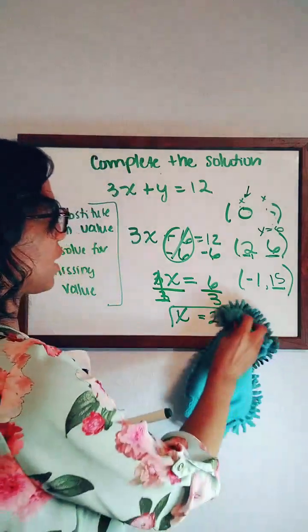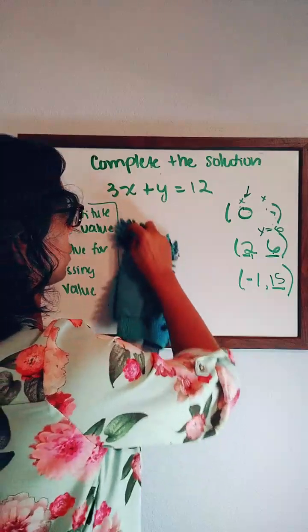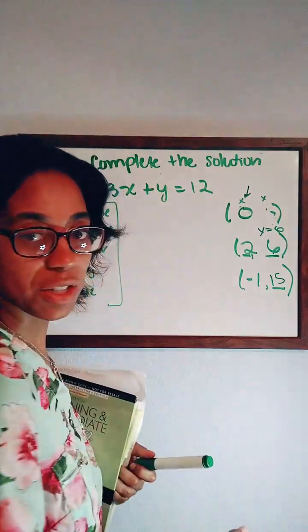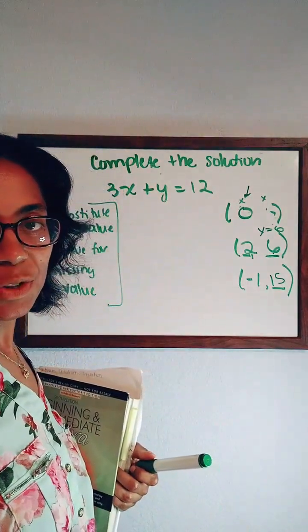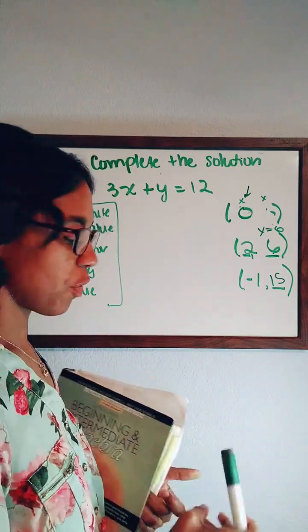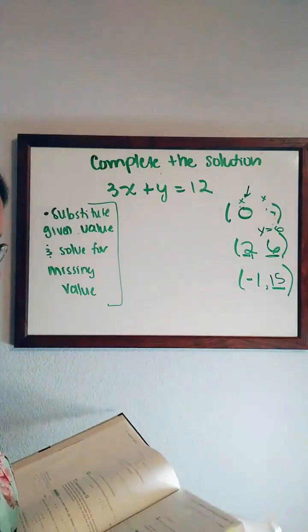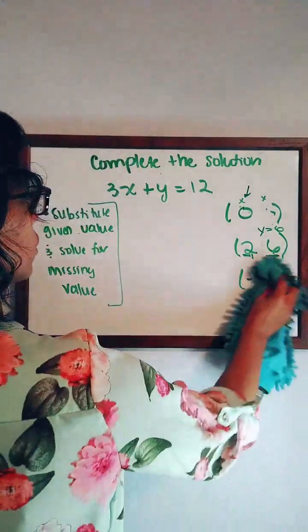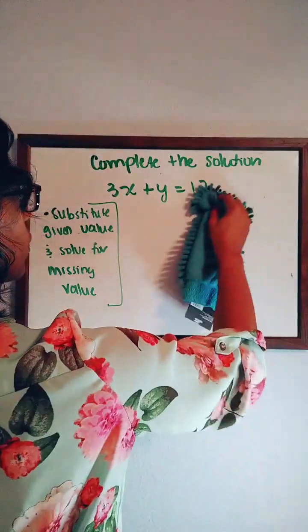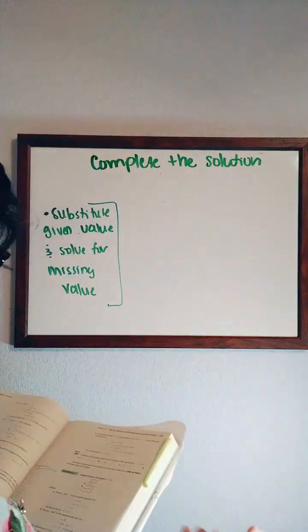Perfect. All right. Does anybody need the last one, -1 and 15? Or are we good to do another one? Let's switch up the equation. Hey, North Chris. Let's switch up the equation. So let's do another one where we have to try to find the missing solution. So whatever they give you, you're going to substitute it in.